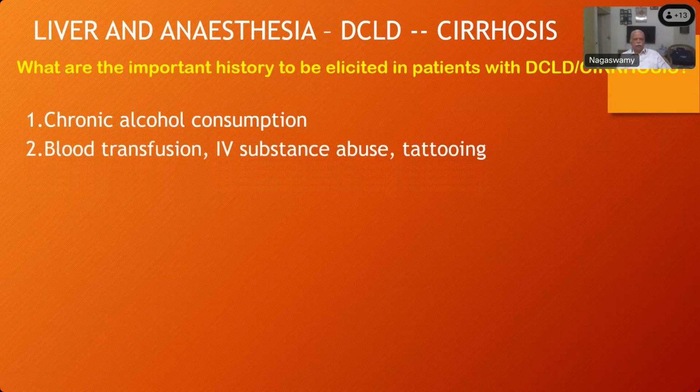An important history you should ask the patient is, have they ever had a blood transfusion or IV substance abuse? These are all the history that you want to elicit. The patient may have a lot of complaints that will come in the next slide, but you have to ask the patient, are you a chronic alcoholic? Have you ever had a blood transfusion? Do you have any IV substance abuse, or have you ever had a tattooing?